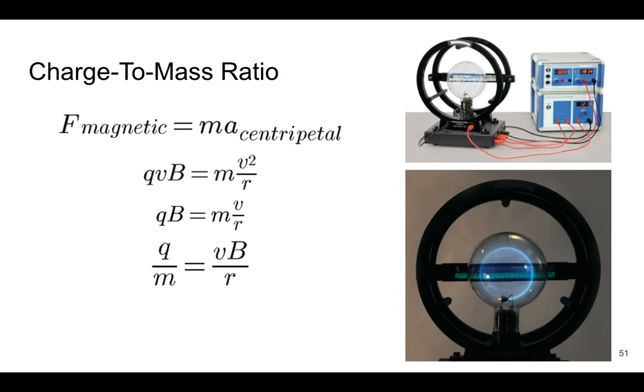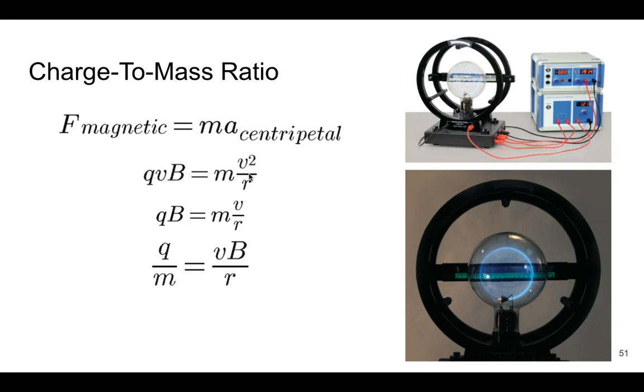So back to here. That force is a centripetal force. So remember Newton's second law, F equals ma. That means this magnetic force is equal to mass times centripetal acceleration. Well, your formula for centripetal acceleration is v squared over r. So your right side is mv squared over r. QVB sine theta, theta in this case is 90 degrees, sine of 90 is 1. So this is just QVB.